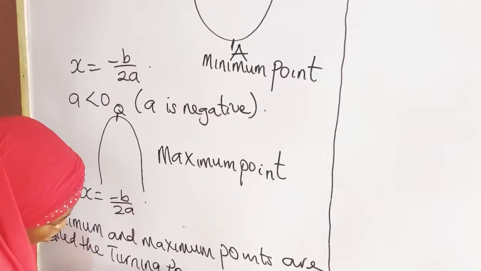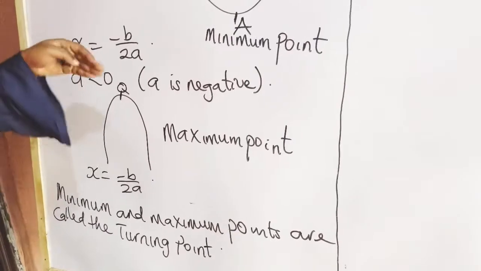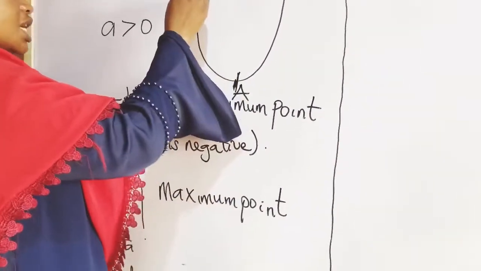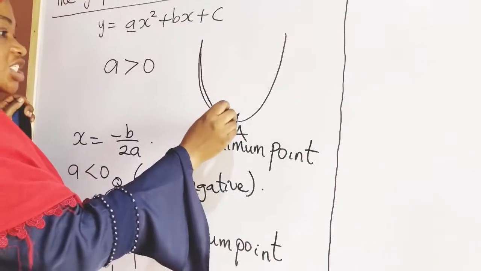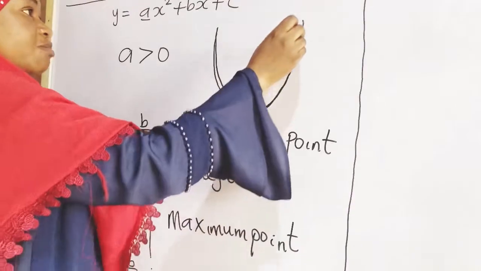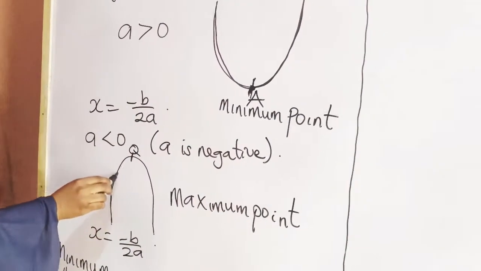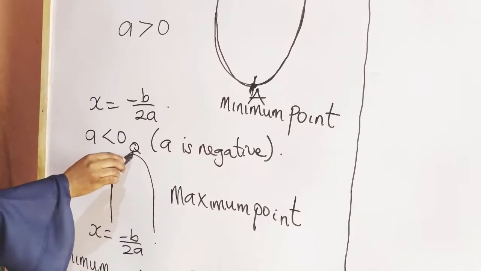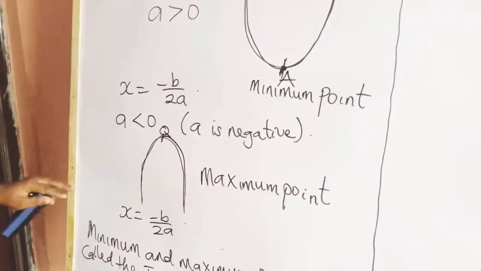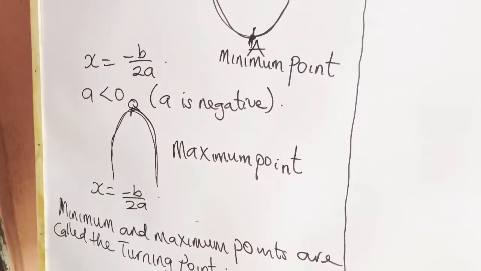Why are they called the turning point? That is when the curve changes its direction. This place, as it's coming like this, it changes its direction exactly at this point, at the point of minimum points. Also, when the graph is coming up like this, when it gets to maximum point, it changes its direction. So that is the turning point, exactly where the curve changes its direction.